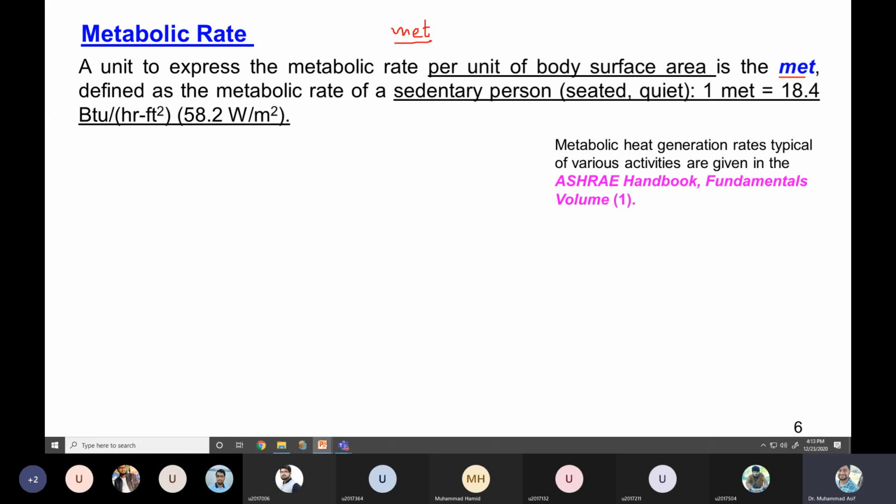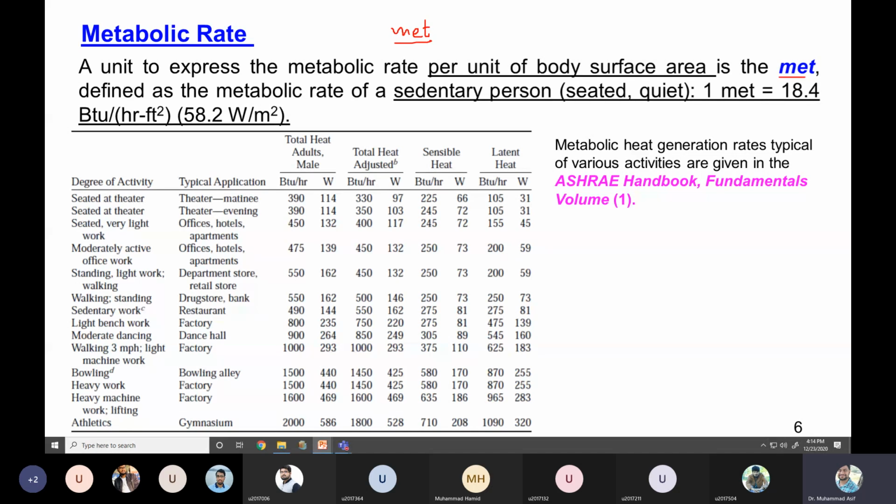The metabolic heat generation rate typically varies for different activities, and that amount is given in the ASHRAE Handbook Fundamentals Volume 1, and I have copied from there. As you can see, with different activities the metabolic rate is different and the amount of heat released by the body is different. If you are seated at a theater, ASHRAE says a healthy human being will release a heat of 140 watt. If you are an athlete working in a gymnasium, the heat release is the maximum, about 2000 BTU per hour, or 586 watt.